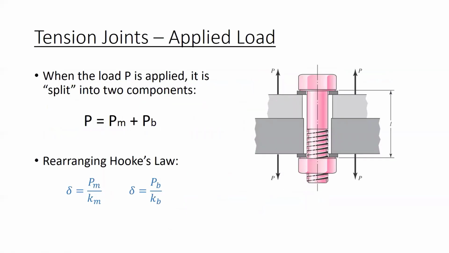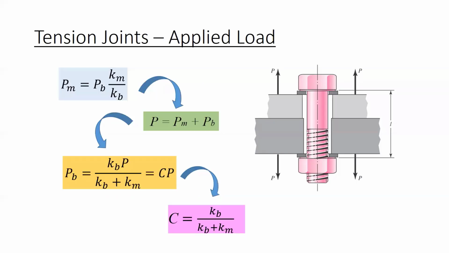So let's go back to where we were talking about how the applied load is split into two components, the material and the bolt portion. Just kind of stay with me here while I explain a little bit of stuff. We can rearrange Hooke's law to write an expression for elongation equaling the portion of the load taken up by the clamped materials over the spring constant Km. And elongation also equals the portion of the load taken up by the bolt divided by the bolt spring constant Kb. So we can equate these two expressions for elongation. So in other words, set them equal to each other to get this expression, PM equals PB times Km divided by KB.